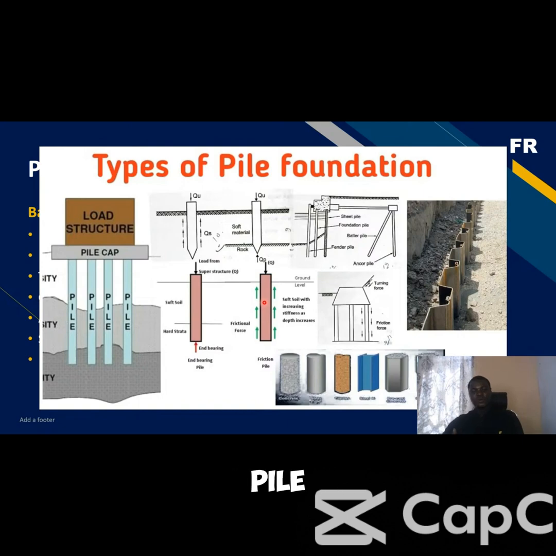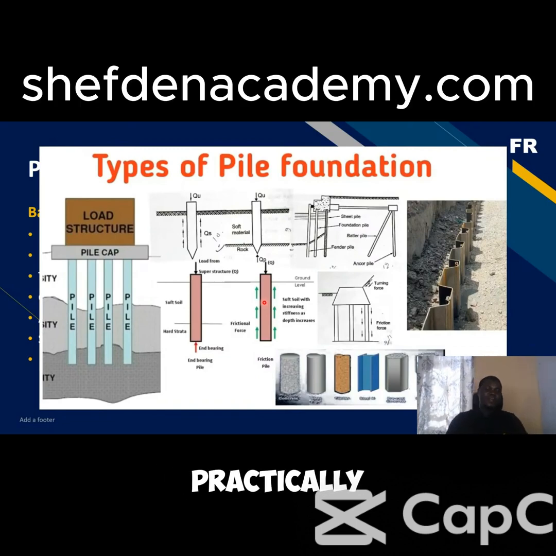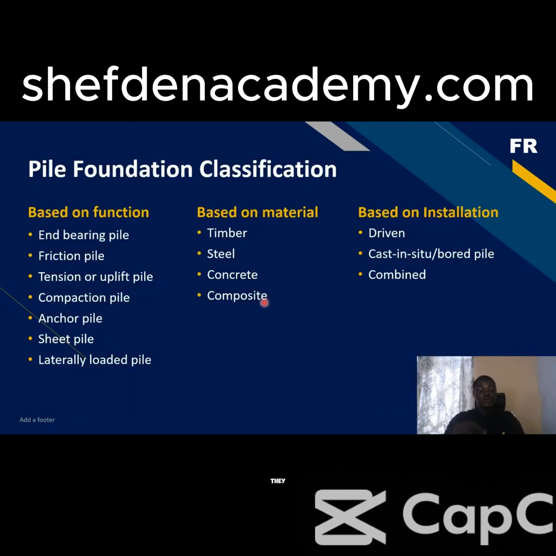So the friction pile does not really transfer the load to the hard strata down. What it does is support the load based on the resistance between the pile surface and the friction of the soil. But practically, what we have is a combination of the two, both the end bearing support system and the friction pile support system. So these are the two major classifications of pile based on the function, or based on the way they support loads.